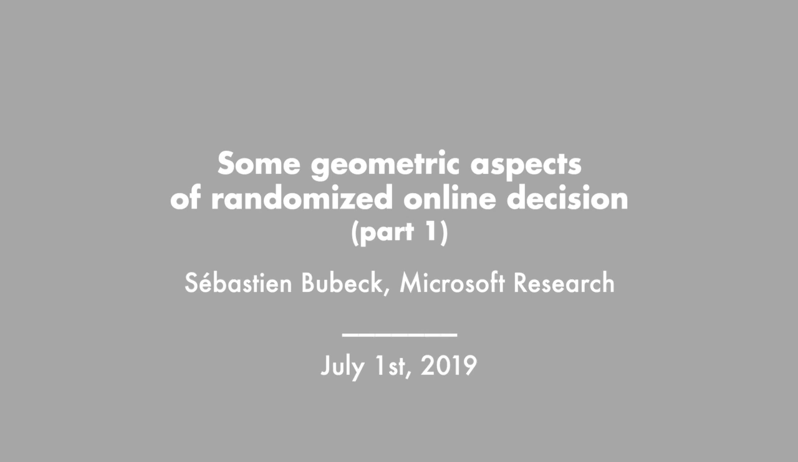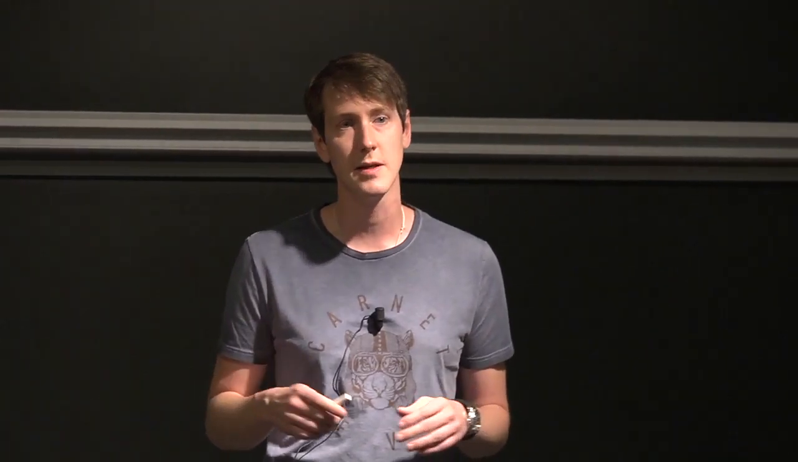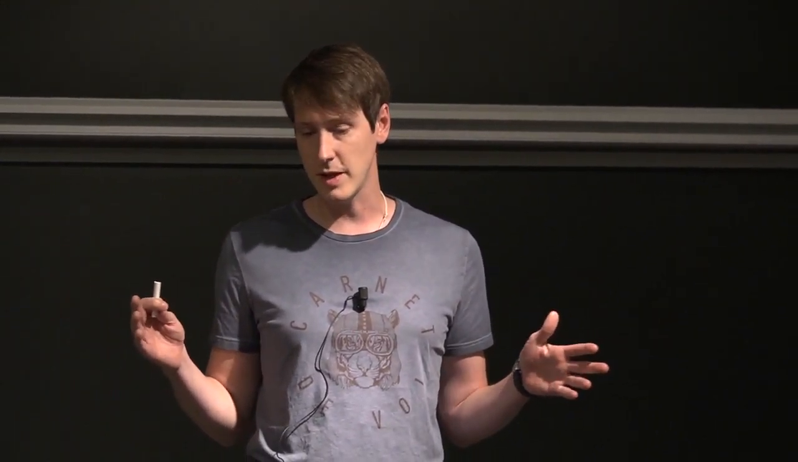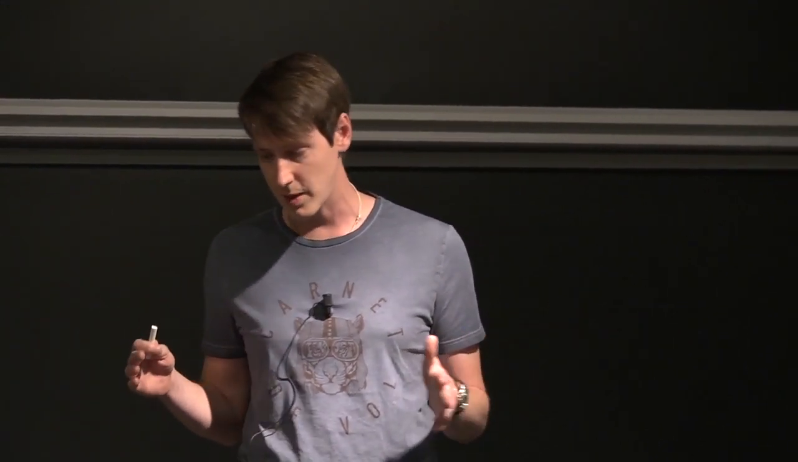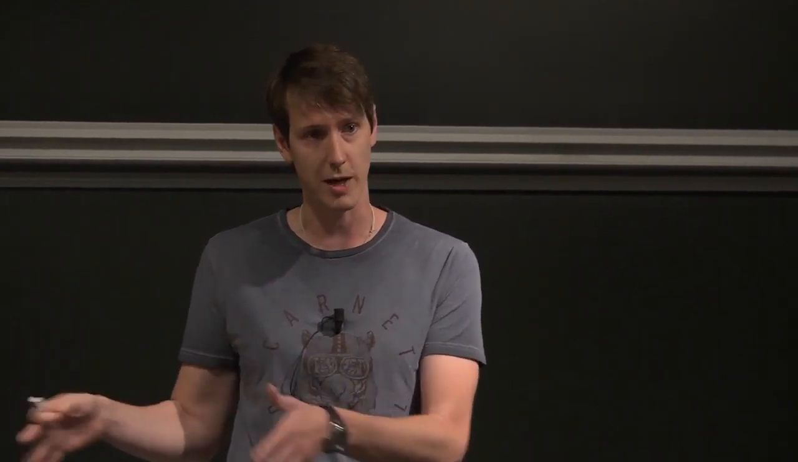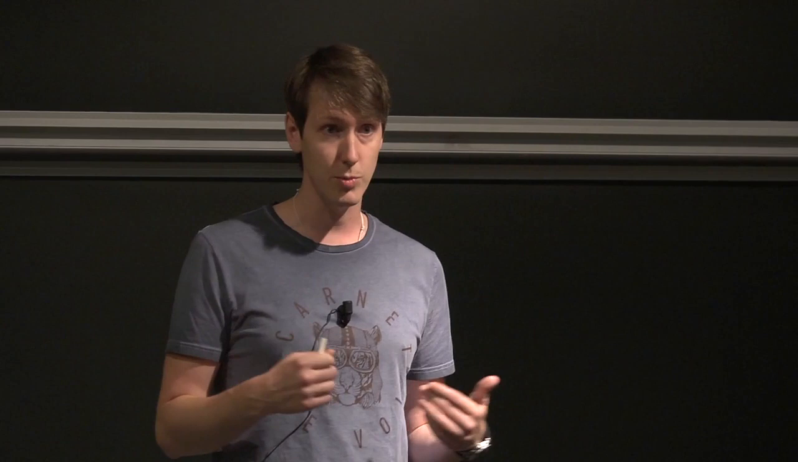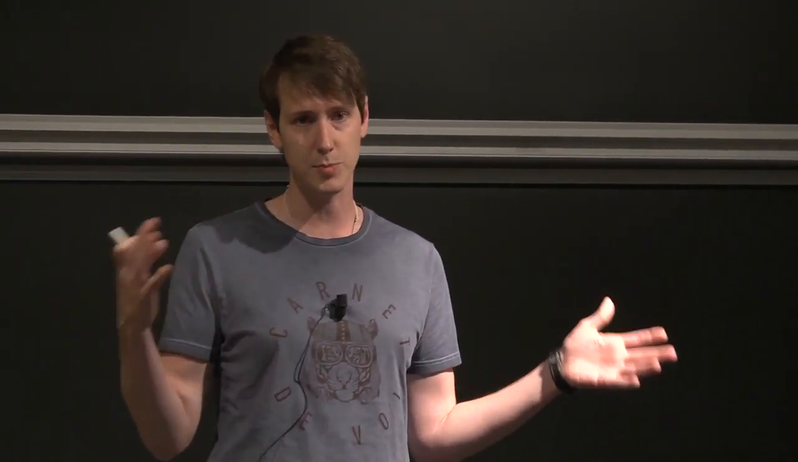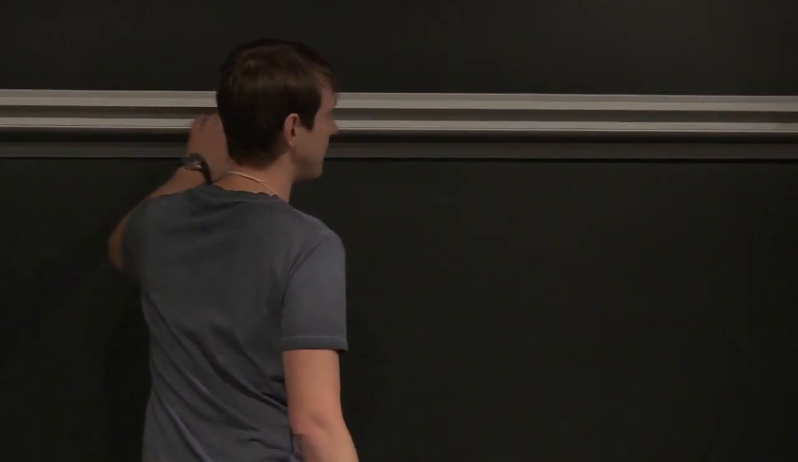So I was supposed to tell you about online decision making with randomization, and I will still do that. But since there is a diversity of background and interest in the room, I thought that instead of focusing on the problems, I'm going to focus on the tools and the solutions that we have to those problems. Okay? So the focus is going to be on a certain algorithm, which is called mirror descent. And I'm going to tell you about this algorithm and all kinds of nice properties of it. And then as an illustration, I will use it to solve many different problems in randomized online decision making.